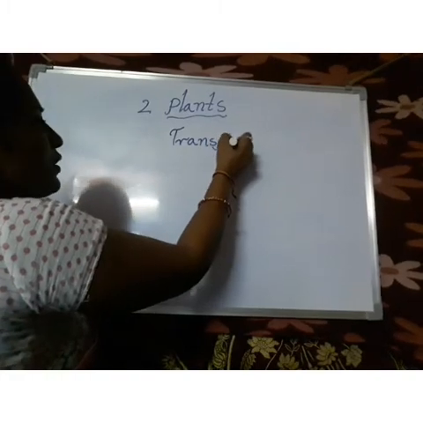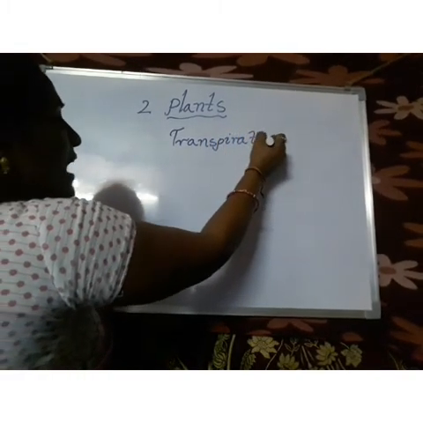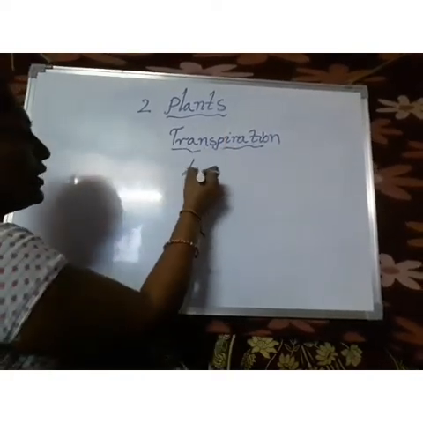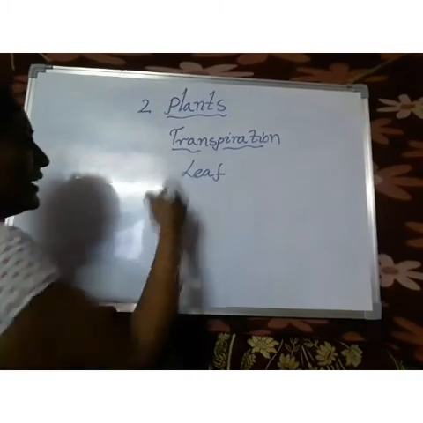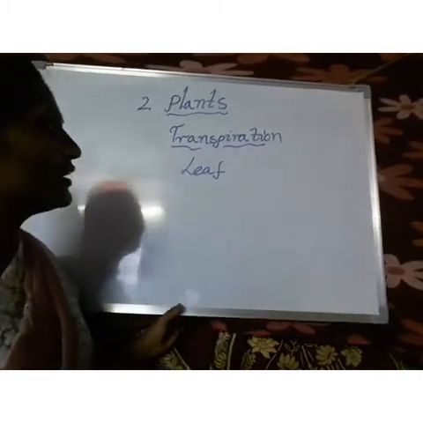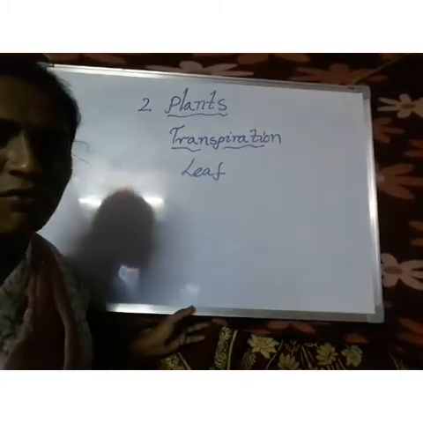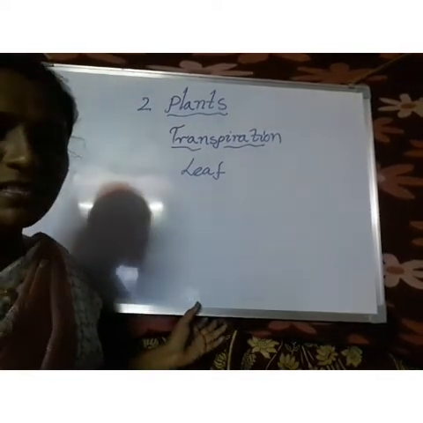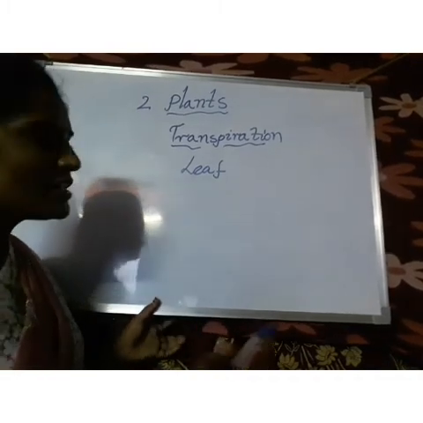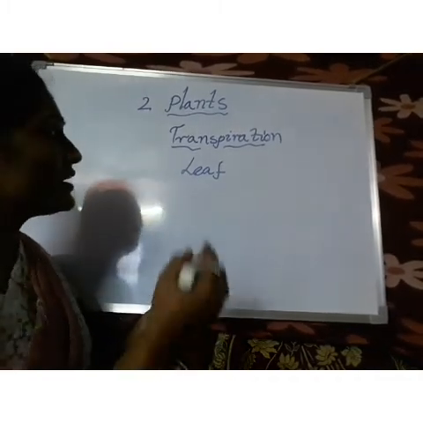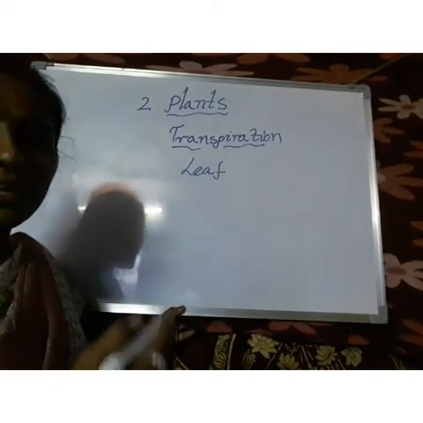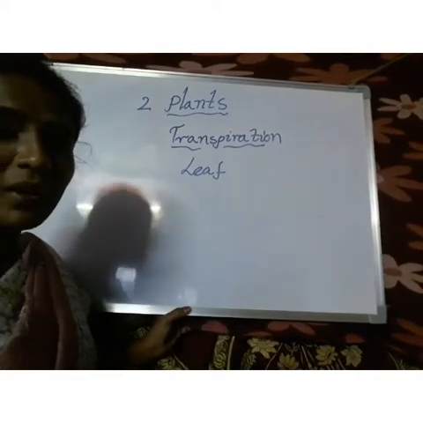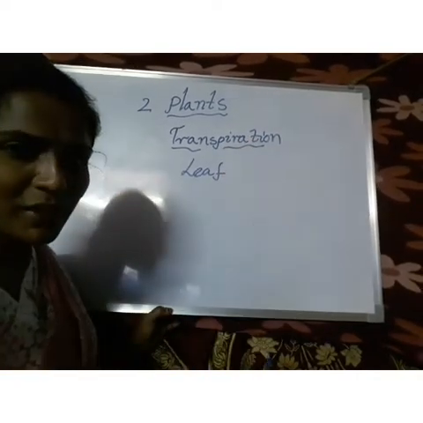And who does this transpiration? Leaves only. Leaves send out their excess water in the form of water vapor. So that process we call transpiration. For example, in your textbook they have given one small activity. Children, did you understand about transpiration? The leaf sends out the excess water in the form of water vapor. That process we call transpiration.